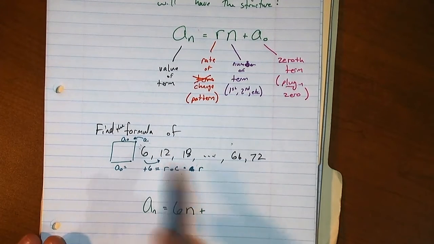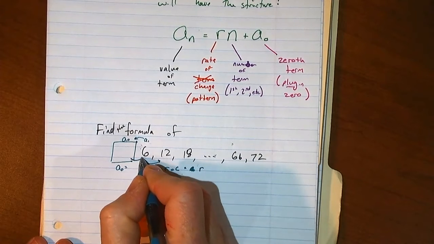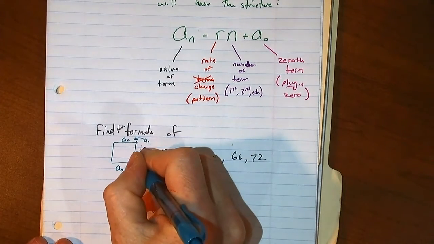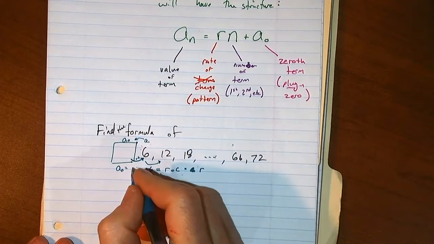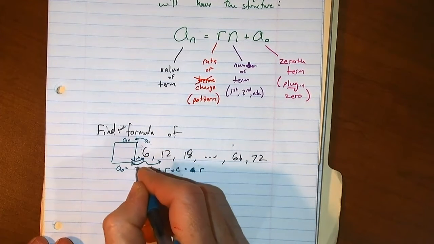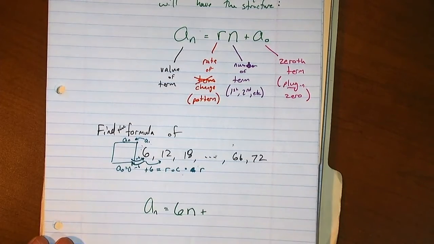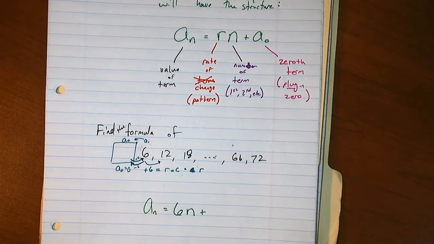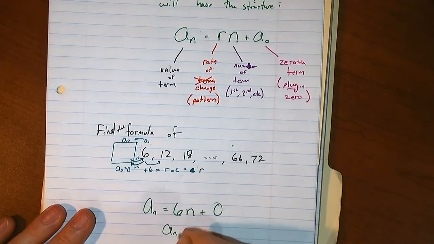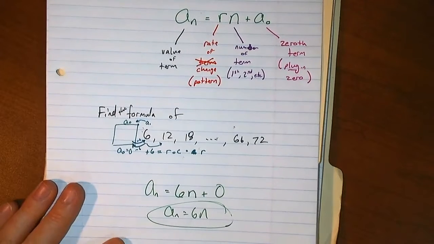And so we know, because we've done this before, if my pattern is adding 6 moving this way, then to figure out what goes right here, I'm going to go the other way, so I'm going to subtract 6. So 6 minus 6 is 0. So I'm going to have a plus 0. And then we just finish by simplifying. So a sub n equals 6n. And there is our formula.